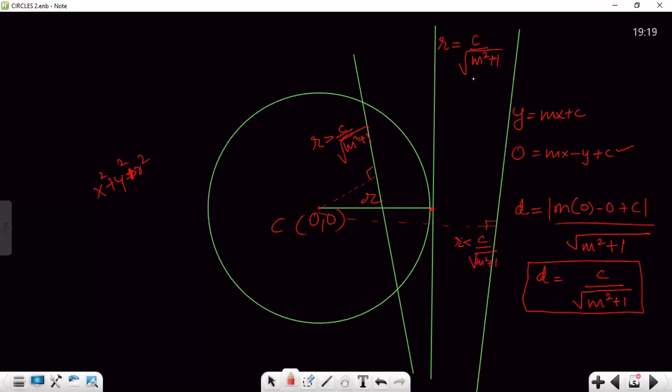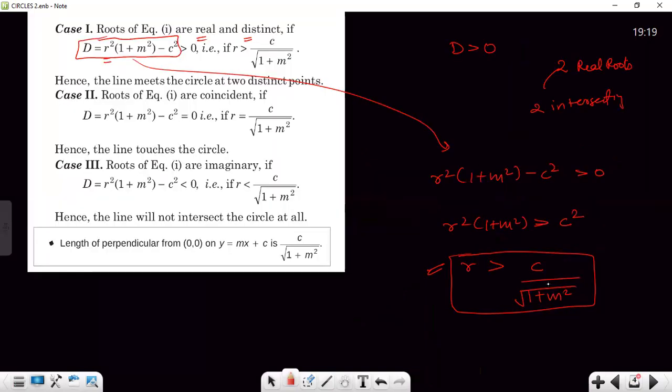So if r becomes equal to the distance between the center and the line, then the line is a tangent. This is another way to understand how we can remember it: how we can relate r and the distance between the line and the center of the circle.